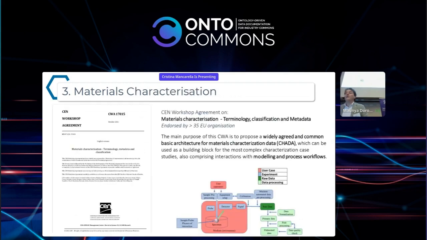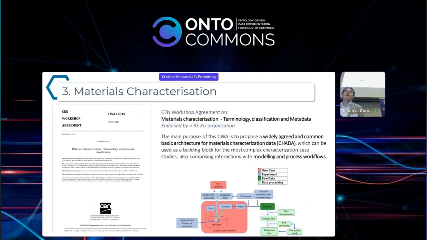So the third type of standard that we use in the EMMO is the EMCC workshop agreement that has been cited by, again, several EU organizations, about the material characterization. So again, it's a standard about terminology, classification and metadata in order to describe characterization. So not about defining what characterization is, but the method to describe how you perform a characterization. So which type of metadata you should provide so that the community can document what they are doing. There is no mention of ontology.